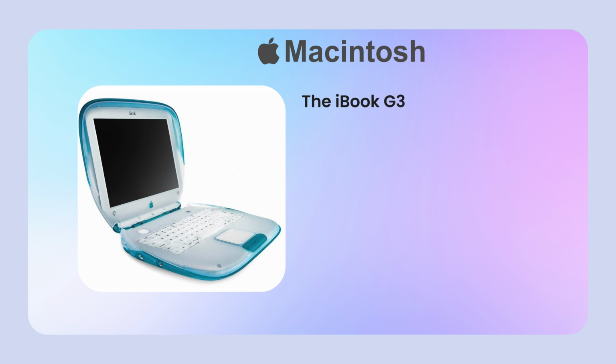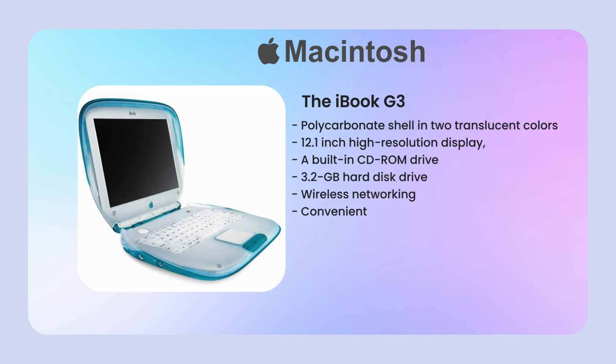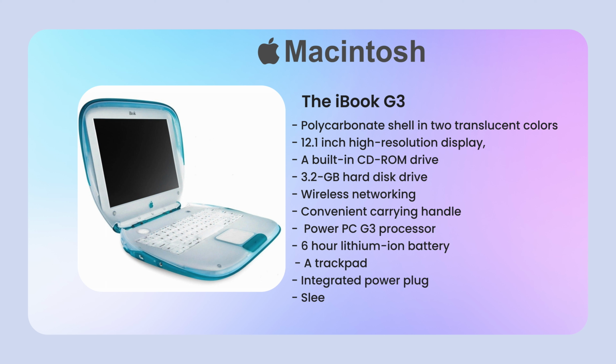Apple later announced the iBook G3 on June 21, 1999, at the Macworld Expo in New York. It featured a polycarbonate shell in 2 translucent colors, a 12.1-inch high-resolution active matrix display, a built-in CD-ROM drive, a 3.2 GB hard disk drive, wireless networking, and a convenient carrying handle.